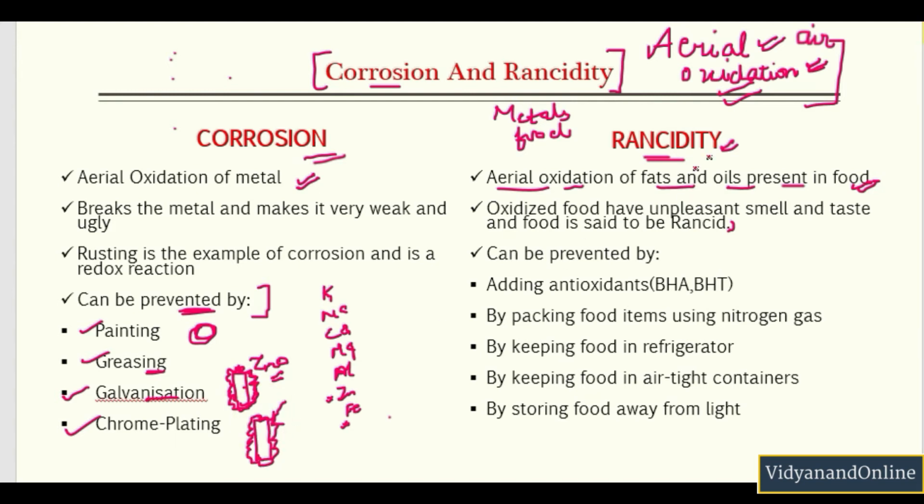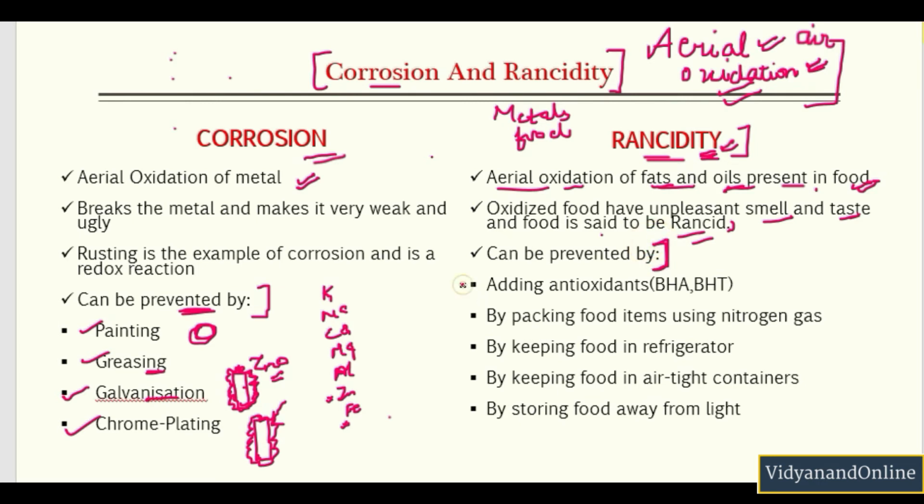Now next we are going to study rancidity. Whenever the fats and oils present in your food get oxidized, your food starts smelling very bad and doesn't taste well, and that condition is called rancidity, and you can say that the food has become rancid. So oxidized food having unpleasant smell and taste is said to be rancid. Now the question arises, how can we prevent this rancidity?